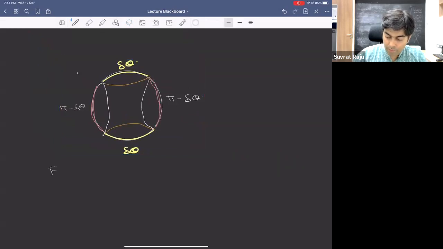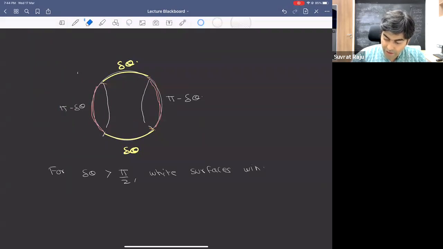Okay. So for delta theta larger than pi by 2, it's the white surfaces that win. So let me in fact erase the orange surfaces. So now the statement is that, in fact, when you consider the union of these two intervals, you should compute the entropy of the union of these two intervals, not by taking the surfaces that go from one interval to itself, that connect one interval to itself and the other interval to itself, but rather you should take these surfaces which connect one interval to the other interval. Okay, and these are the surfaces which have minimum area.